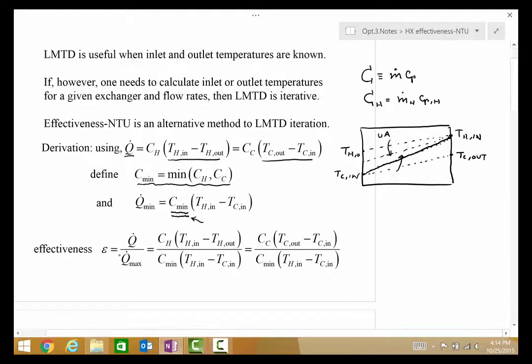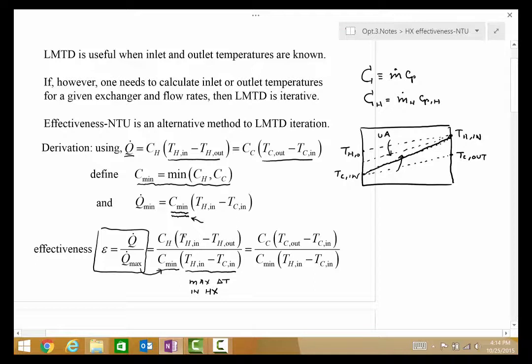So remember that the effectiveness can be defined as the heat transfer rate divided by the maximum possible heat transfer rate. Given what we just said, the maximum possible heat transfer rate is going to be the minimum value of mass flow rate times heat capacity, C min, times the maximum possible temperature difference across the problem. So this is the maximum delta T in the heat exchanger.